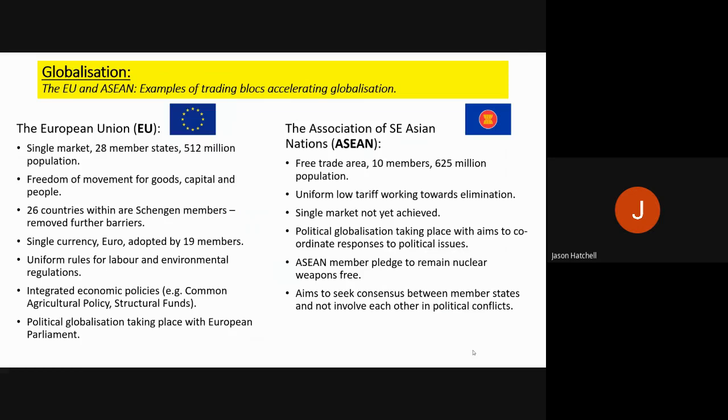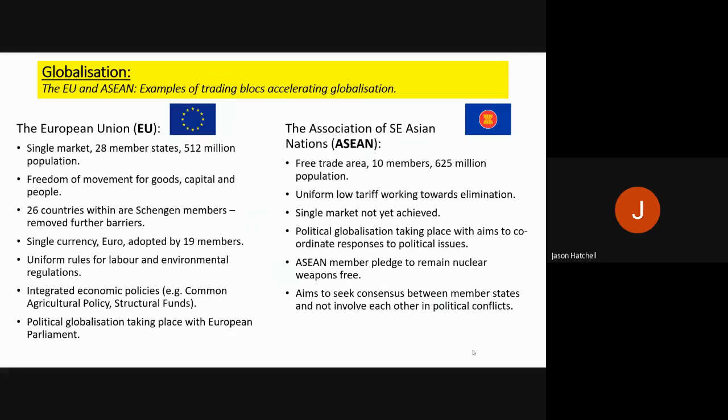So it's less integrated than the European Union. It is based solely on trade. It has 10 member countries and 625 million population. Across the 10 members, you have uniform low tariffs working towards elimination. So there are low tariffs between those 10 countries, and they're working towards eliminating all tariffs. The common goal there is a single market, like the European Union, but that has not yet been achieved due to political differences mainly.